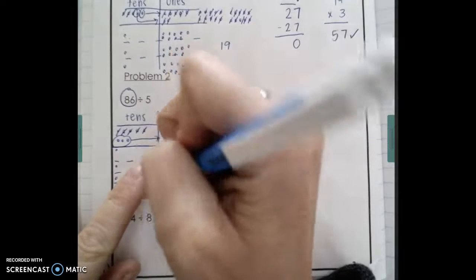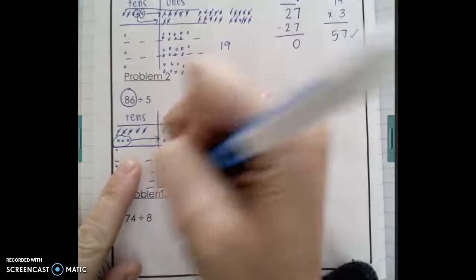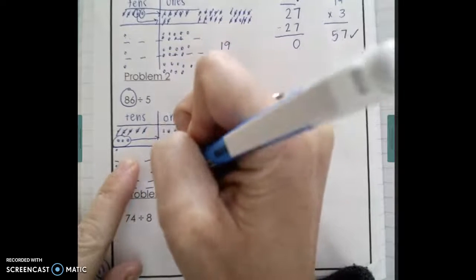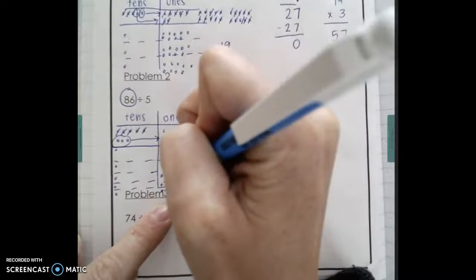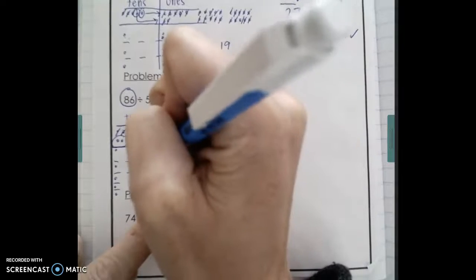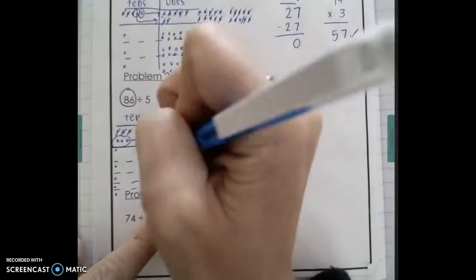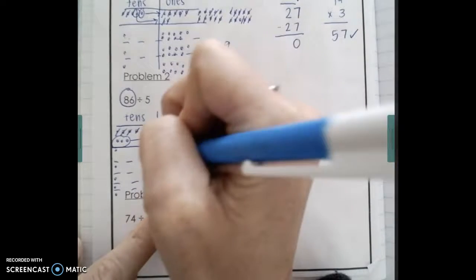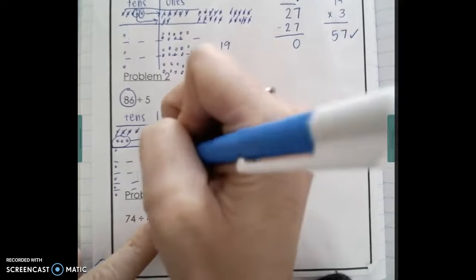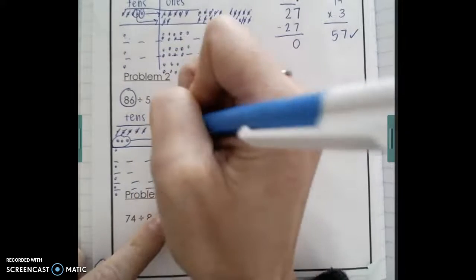6, 7, 8, 9, 10, 11, 12, 13, 14, 15, 16, 17, 18, 19, 20, 21, 22, 23, 24, 25, 26, 27, 28, 29, 30. And now I did that one, and now I'll do these ones. 30, 31, 32, 33, 34, 35.